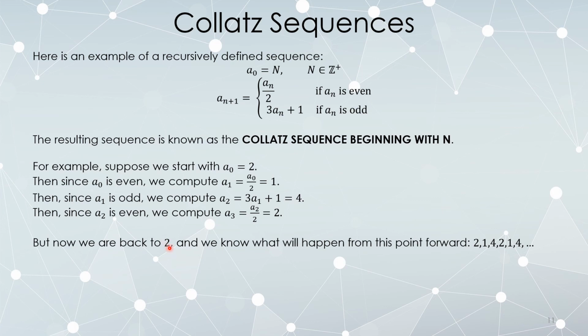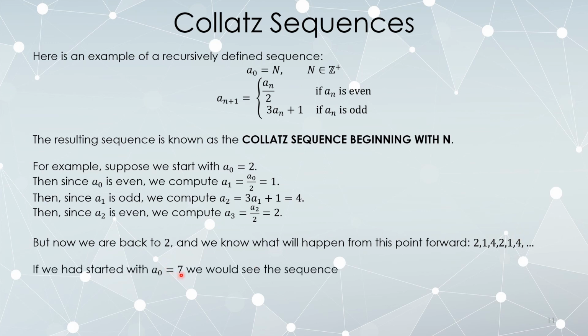But now we're back to 2, and we actually know that if a term of the sequence is 2, the next term should be 1, and then 4, and then 2. So in fact, we have this cycle. 2 is followed by 1, is followed by 4, is followed by 2, is followed by 1, is followed by 4, and so forth. So the sequence is just going to repeat this over and over again. Every time you're even, divide by 2. Every time you're odd, multiply by 3 and add 1. So 2 is even, divide by 2. 1 is odd, times 3 plus 1. 4 is even, divide by 2. 2 is even, divide by 2. 1 is odd, times 3 plus 1, and so forth.